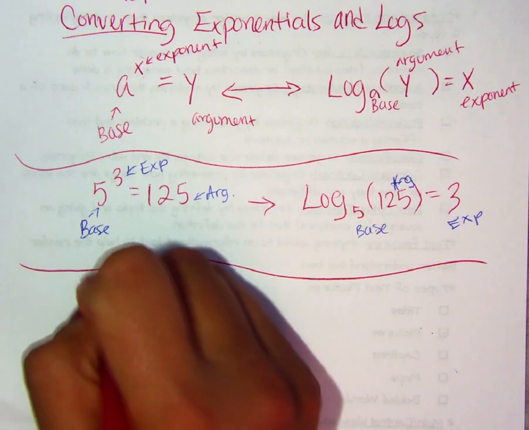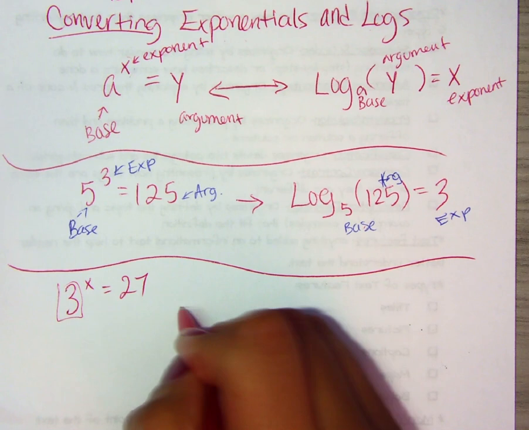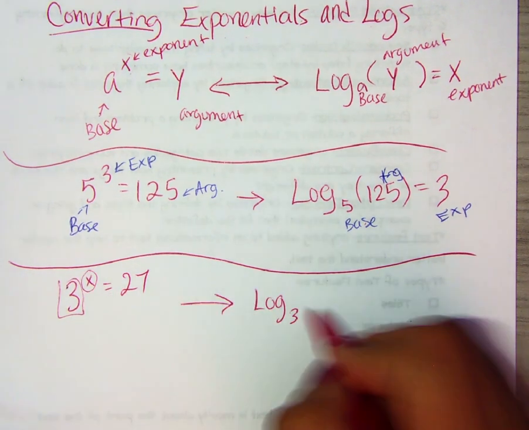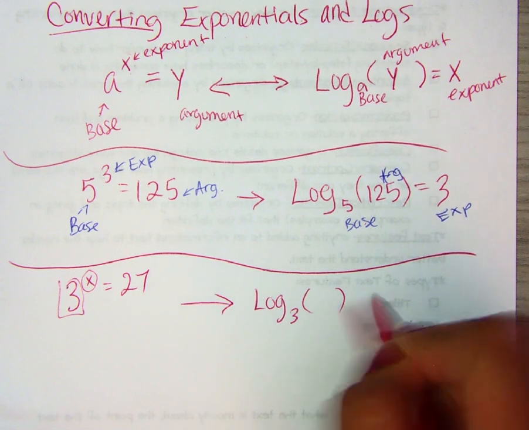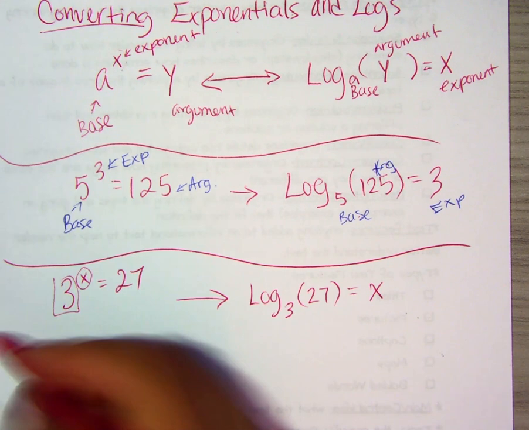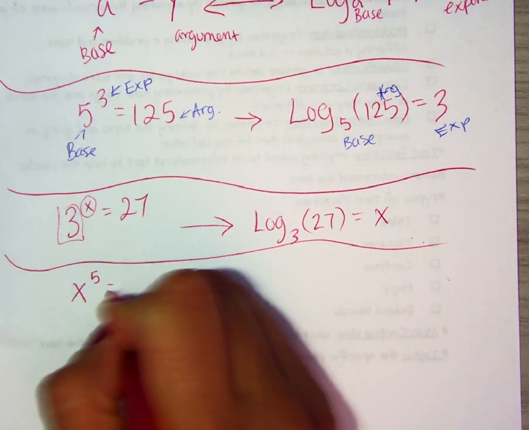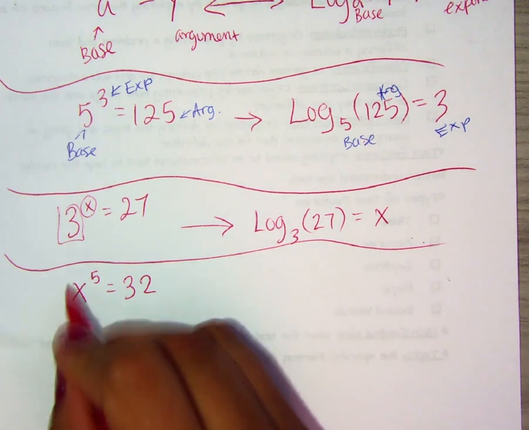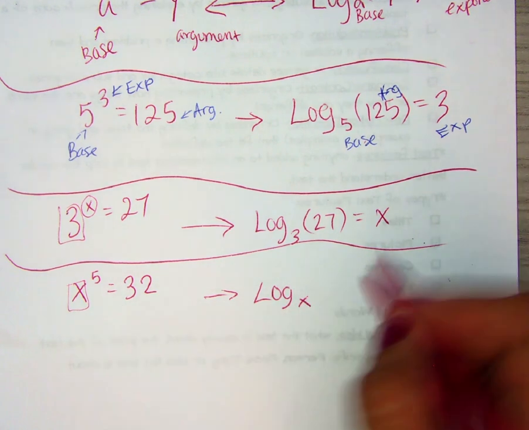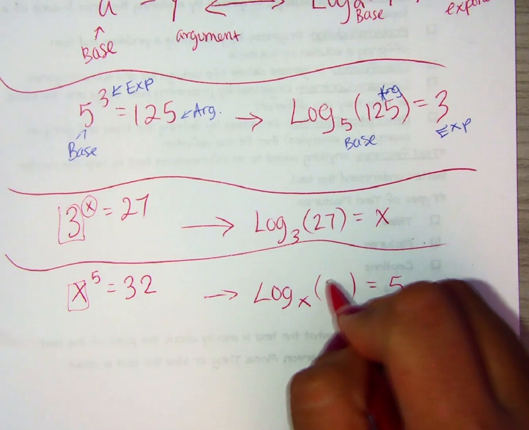Argument, exponent. All right, let's try another example. We have 3 to the x power equals 27. So we recognize that the base is 3. So we're going to write log base 3. And the exponent is x. We're not going to write the exponent right next to it. We're going to write it after the equal sign. And then the argument goes there. Next example, you have x to the fifth power equals 32. We recognize the base, and we're going to write it as log base x, equals 5. So we don't put the exponent right here. We put it after the equal sign, and then 32 goes in there.